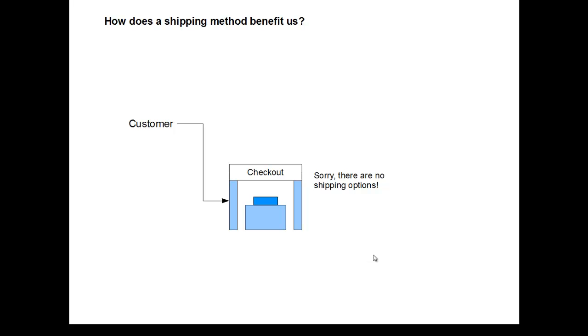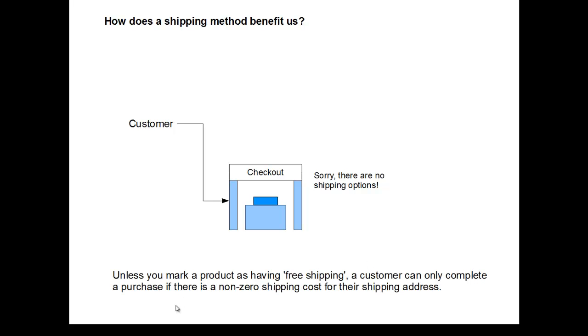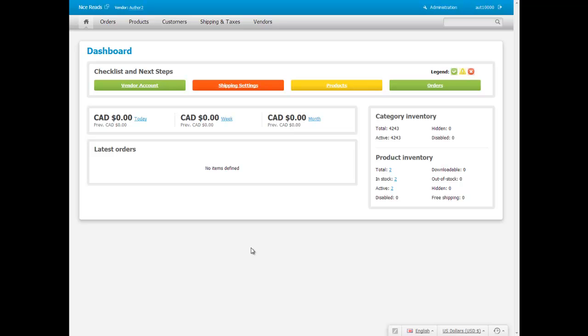So it's a lost sale. So unless you mark a product as being free shipping, a customer can only complete a purchase if there's at least one non-zero shipping cost returned for their shipping address. So let's create a shipping method in our TotalSnap Shop.